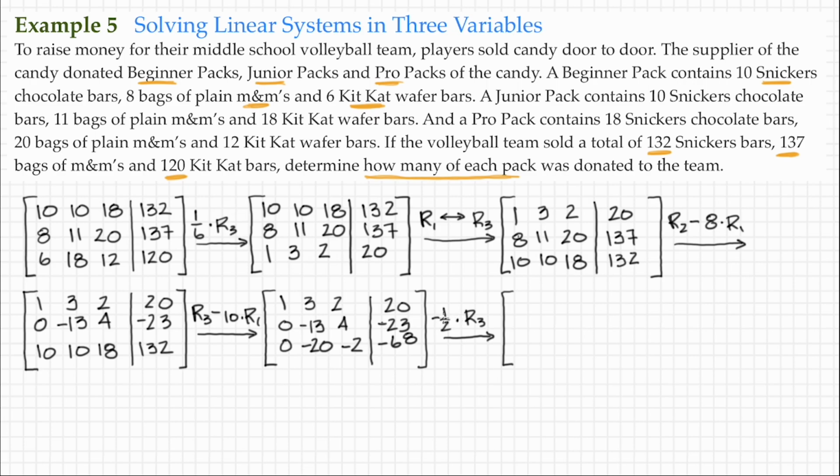So negative 1/2 times 0, of course, is 0. Negative 1/2 times negative 20, that's 10. And negative 1/2 times negative 2, that's 1. Bring down our vertical line. Negative 1/2 times negative 68, that's 34. Close off our bracket and fill in the rest. 1, 3, 2, and 20. 0, negative 13, 4, and negative 23.